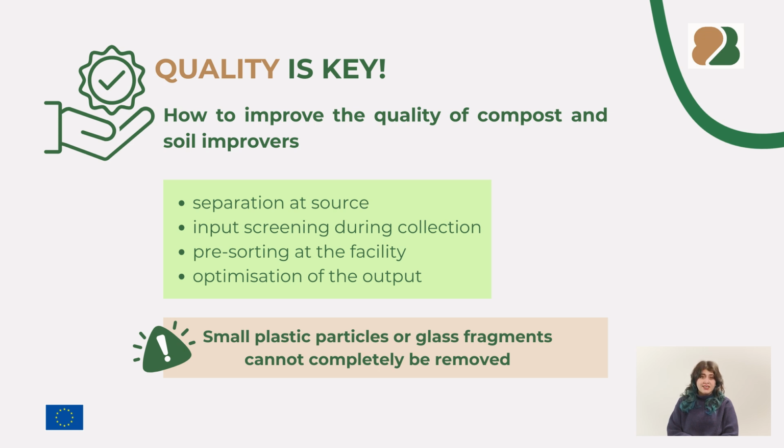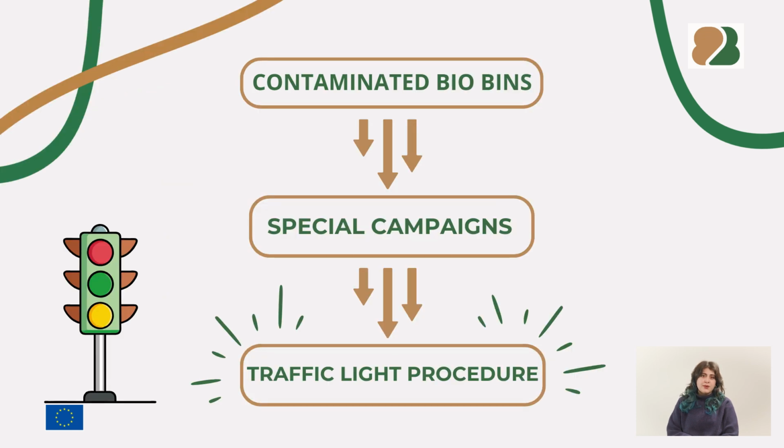To do this effectively, remember that we discussed earlier the motivation of citizens and commercial clients in Modules 4 and 5, and general recommendations in Module 6. Those modules covered how to introduce biobins and how to organize regular awareness activities. But what happens if biobins are contaminated with residual waste or plastic bags? In that case, special campaigns are needed. And in this module, I will present one very practical tool, the traffic light procedure.